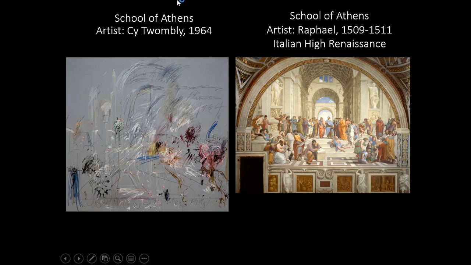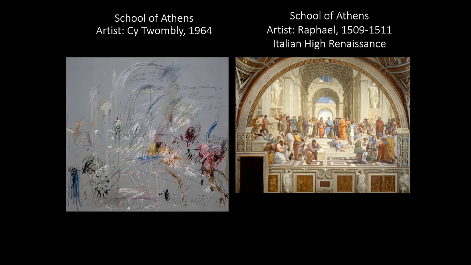Now, I'm actually pretty excited about this. I've always been really into Twombly's painting of the School of Athens for some reason, but I don't know as much as I should or want to. And so this is a good excuse for me to remedy this situation.